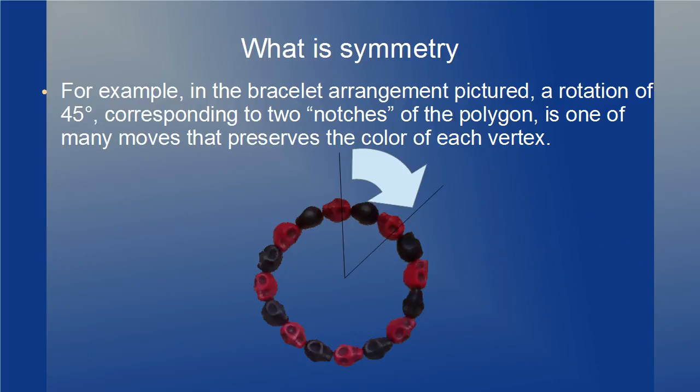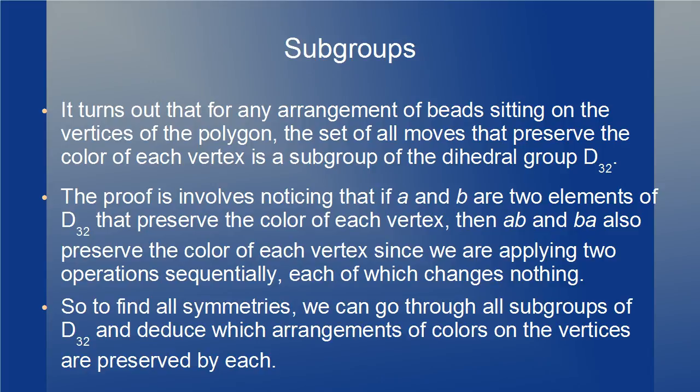For example, in the bracelet pictured, the move corresponding to a rotation of 45 degrees is one of many moves in the dihedral group of order 32 that preserves the color of each vertex. Thinking more about which moves preserve the color of each vertex shows that half of the 32 moves preserve them, and half of the moves do not. Those that do not consist of 8 edge flips and 8 rotations through odd multiples of 22.5 degrees.